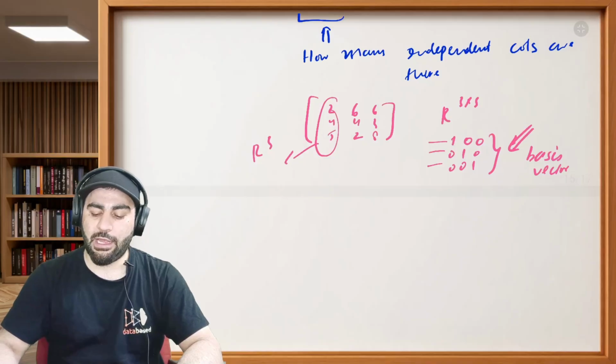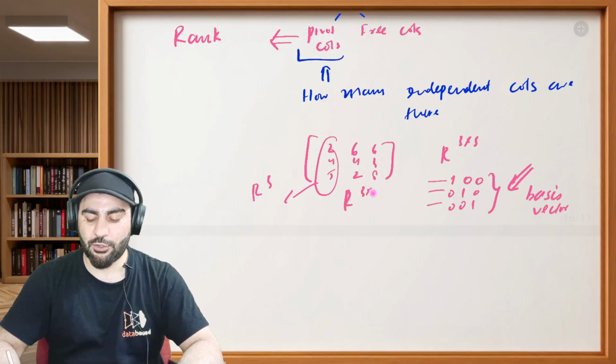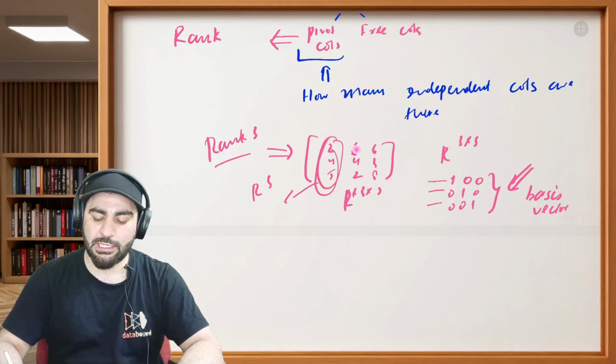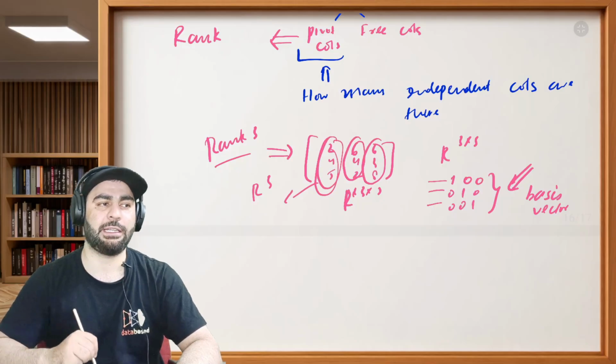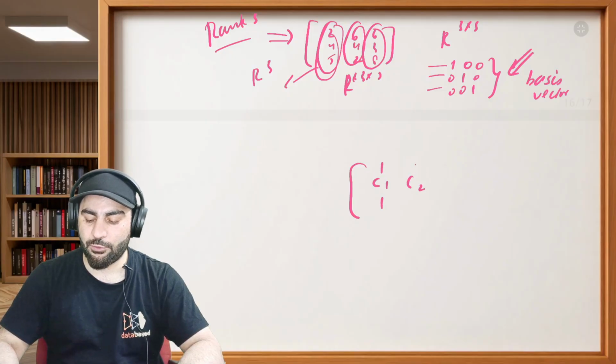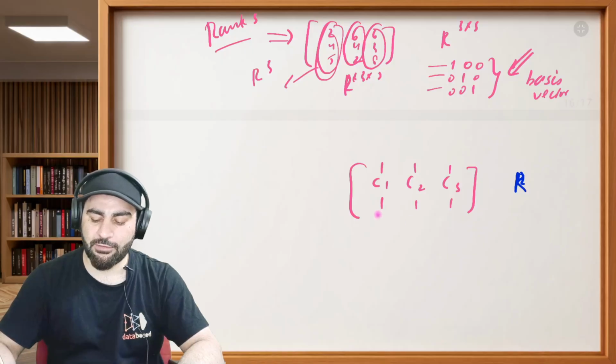Now if I tell you that we have a matrix like this, which belongs to 3 cross 3, and this matrix has rank 3, what it means is that all these three columns are linearly independent. So I have column 1, column 2 and column 3. Now you know that each of these vectors belongs to R cube.